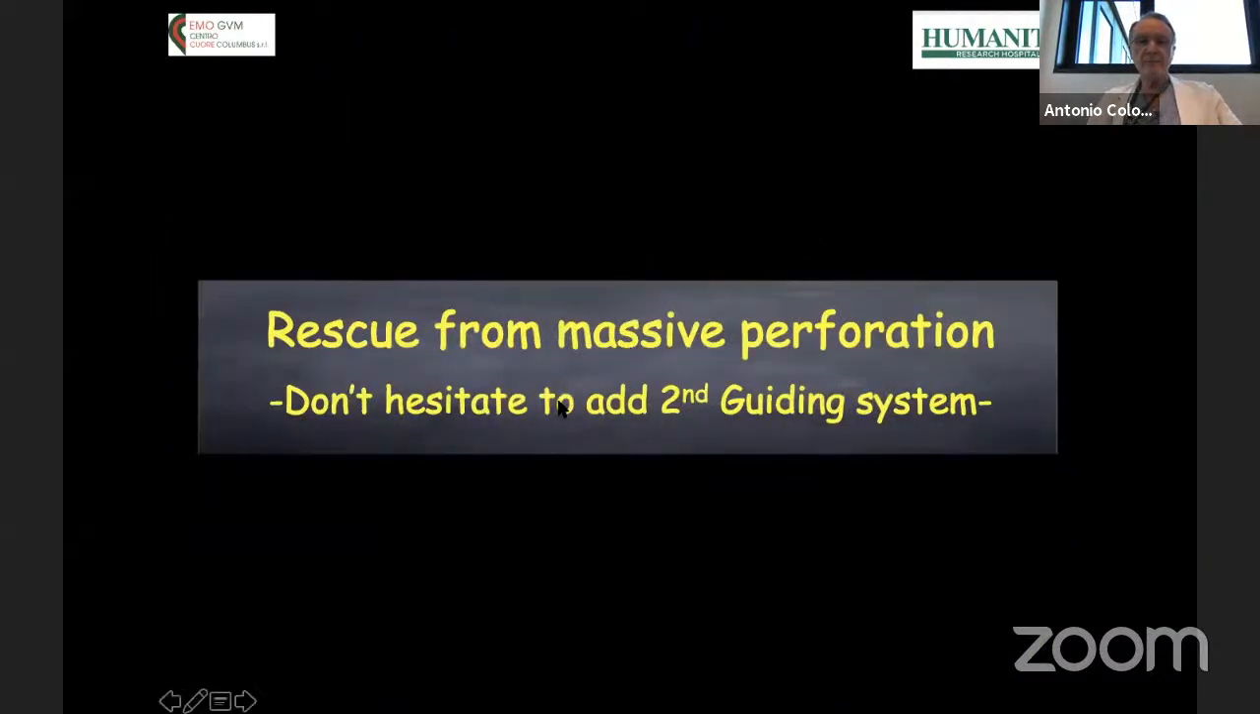Rescue from massive perforation: do not hesitate to add a second guiding catheter. You need to keep a balloon inflated, get the other groin, and use a ping-pong technique, the way they call it.